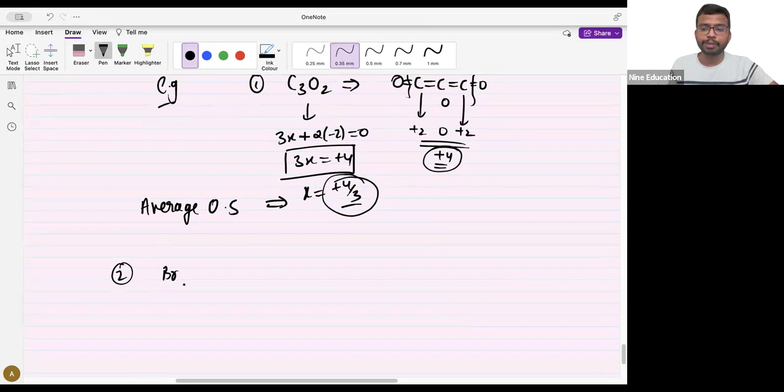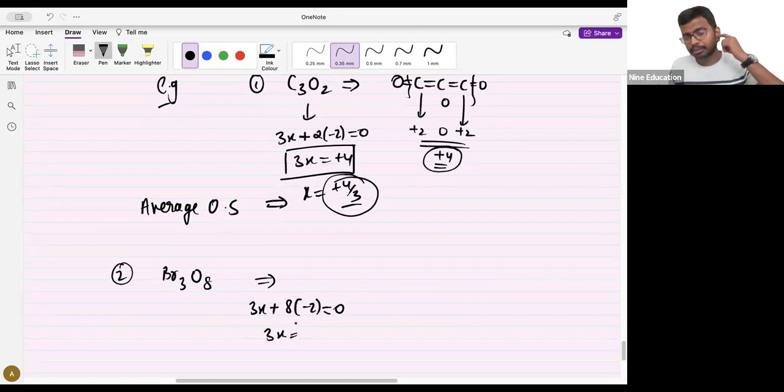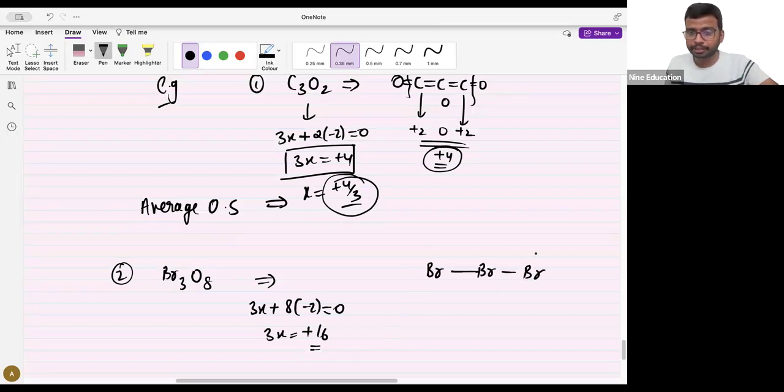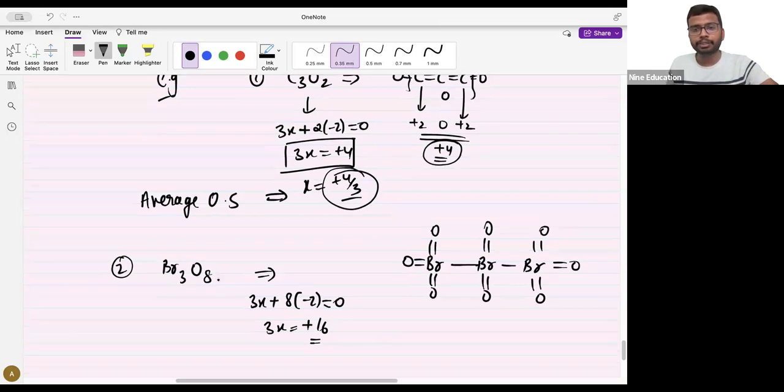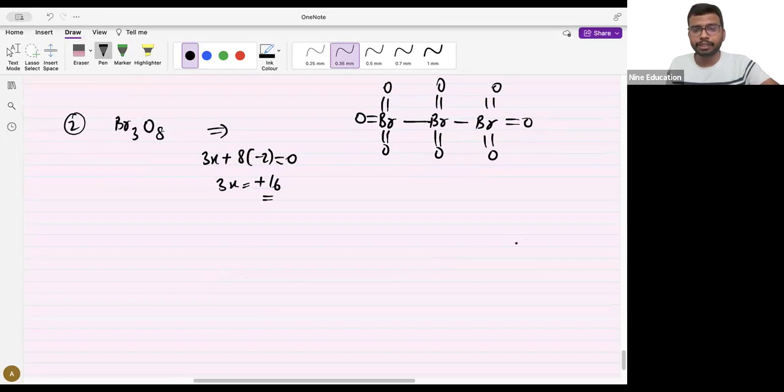Similarly, for example, if I give you Br3O8, see, 3x plus 8 into -2 will give you 0. So 3x will be plus 16. How can we make 3x plus 16? You should know the structure. 1, 2, 3, 4, 5, 6, 7, and 8 oxygen. See Br3O8, I have drawn 8 oxygens.